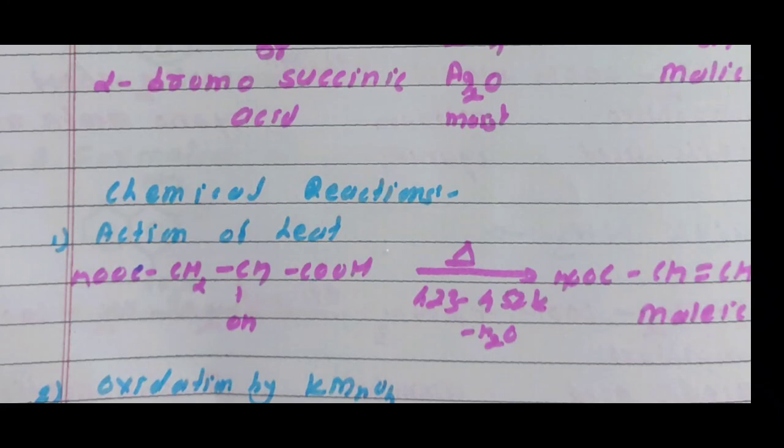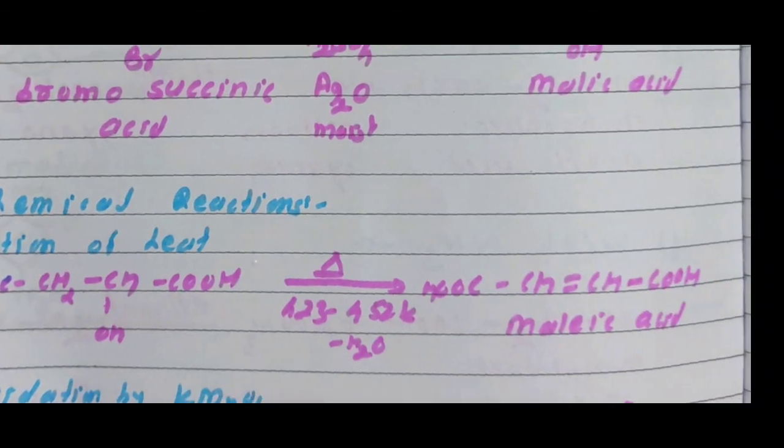The first chemical reaction is the action of heat. When malic acid is heated at 423 Kelvin to 452 Kelvin, it gives maleic acid by dehydration, that is, releasing a water molecule. After heating, the water molecule evaporates. Therefore, malic acid COOH, CH2, CHOH, COOH after heating at 423 to 452 Kelvin, releasing a water molecule, forms maleic acid, that is COOH, CH, double bond CH, COOH. This is the action of heat on malic acid.